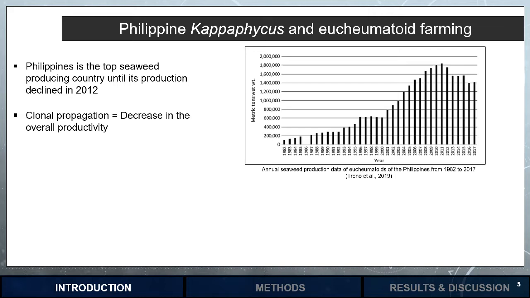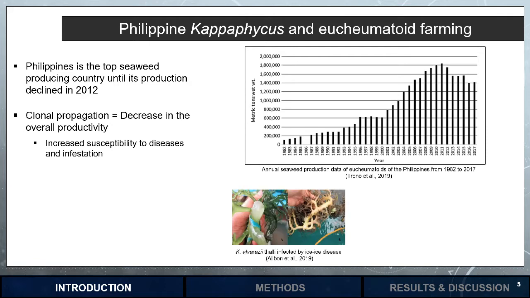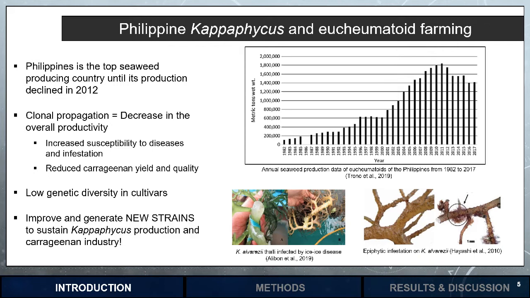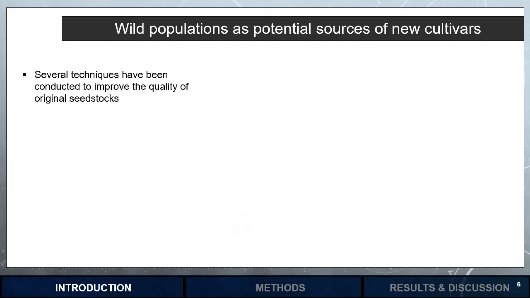This decline in production has been associated with the clonal propagation of cultivars that reduces overall productivity and increases susceptibility to diseases and epiphytes, as shown in these photos. Consequently, there is also a decrease in carrageenan yield and quality. Due to the low genetic diversity in the cultivars currently cultivated, there is a need to generate new strains to sustain Kappaphycus production and the carrageenan industry.